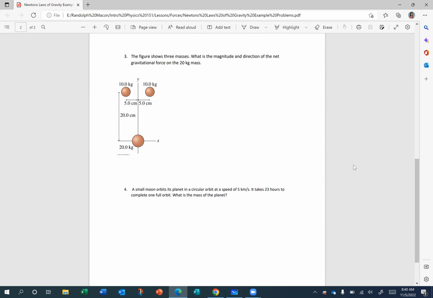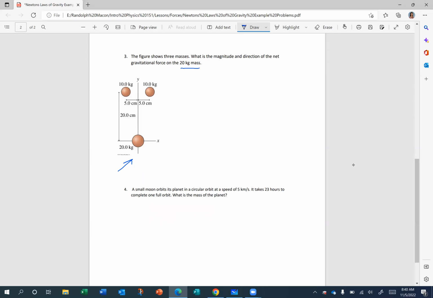But in example problem number 3, we're just looking at 3 masses that are laying near one another, and we want to look at the gravitational force between each one of those. Specifically, we want to take a look at the gravitational force of the 20 kilogram mass, which is this mass right here. So we're not worried about the force of gravity between the two 10 kilogram masses, only worried about the force of gravity of the 20.